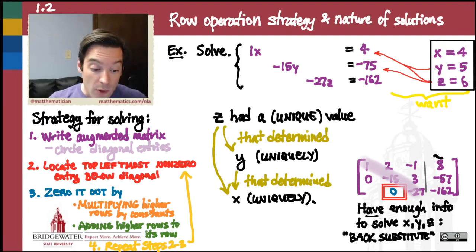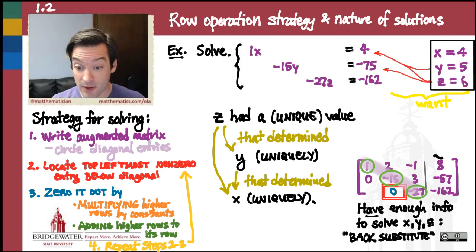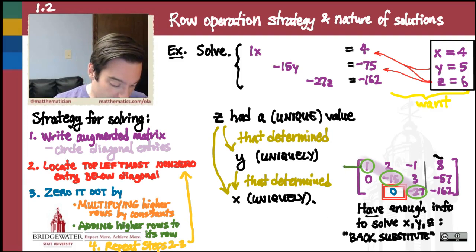To do that, we're going to notice that in the row echelon form of this matrix, once I had zeros all below the diagonal, it turns out that we can identify three special positions in this matrix. I'm going to circle them right here. The entries that are on the diagonal in this example: 1, -15, -27. These entries all have the property that everything to their left and below is all 0.